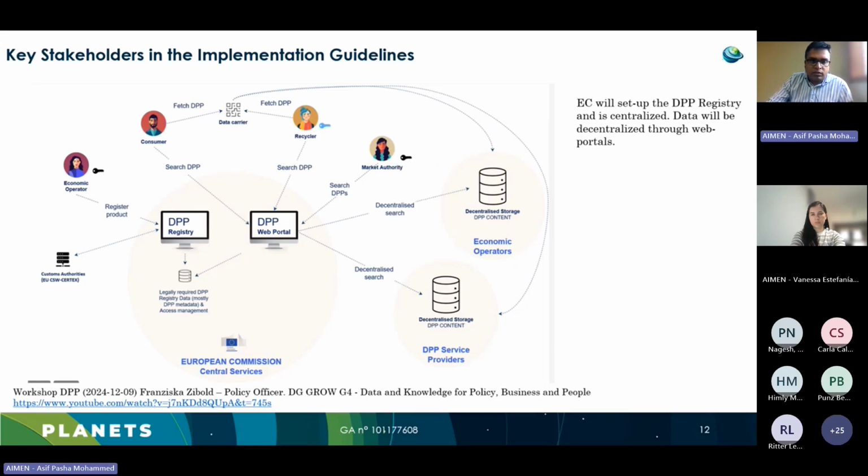I don't know if there are any questions on this one. So this is an ongoing work. This is not something finalized yet. The European Commission is working on this. So the key takeaway from this slide is the European Commission will be involved in the implementation of the DPP through the DPP registry and the web portal. Any questions so far?